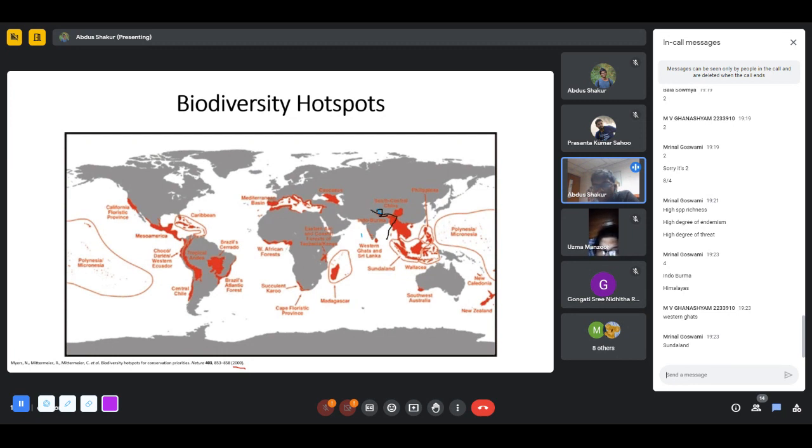So there are no other hotspots in this map that fall in India. Currently, according to this map, we have two hotspots, but now it has been upgraded into three, one comprising the Himalayas and the other comprising the northeast states that come here, and then the third being the Western Ghats. Especially because these areas in India also have a lot of endemic species.